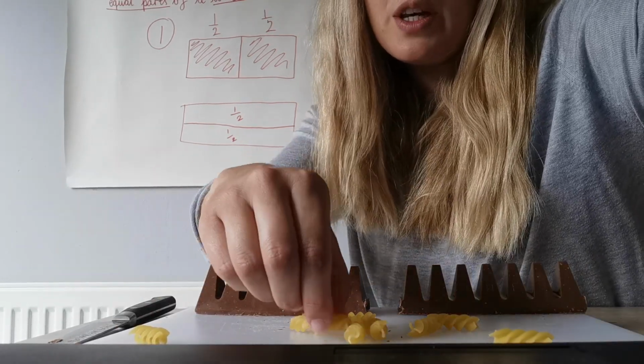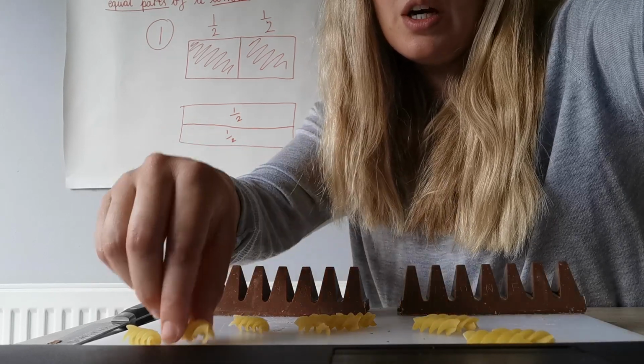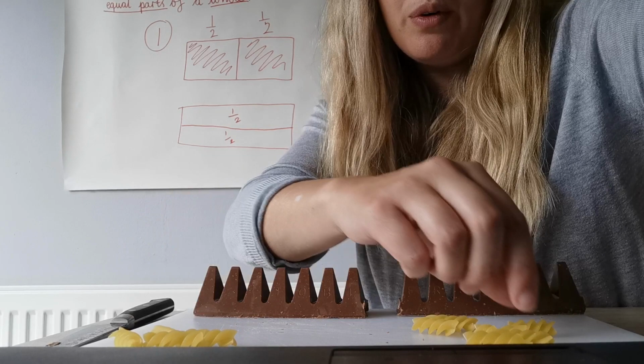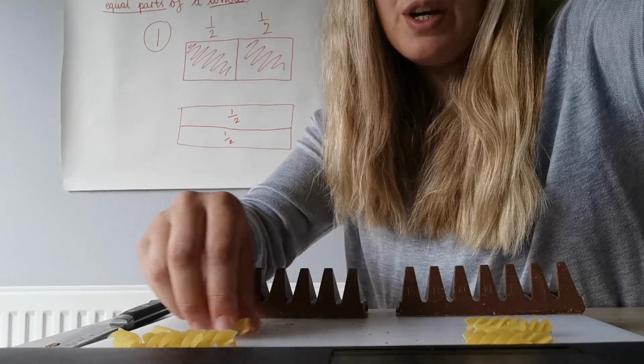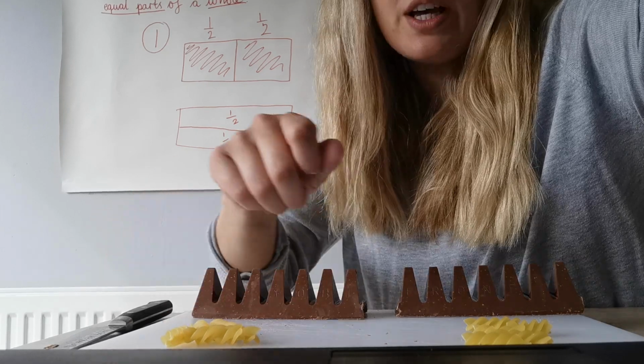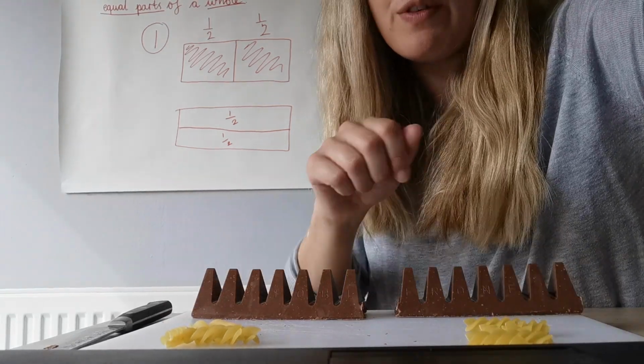1 for you, 1 for you, 1 for you, 1 for you, 1 for you, and so on until all 10 are shared out. And then I can count my groups. 1, 2, 3, 4, 5. 1, 2, 3, 4, 5.